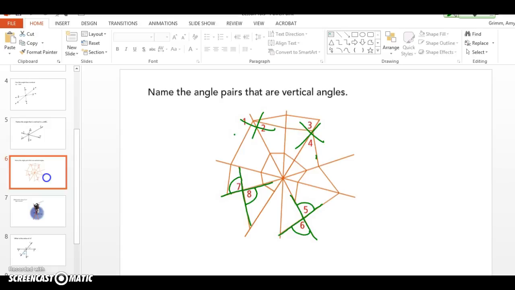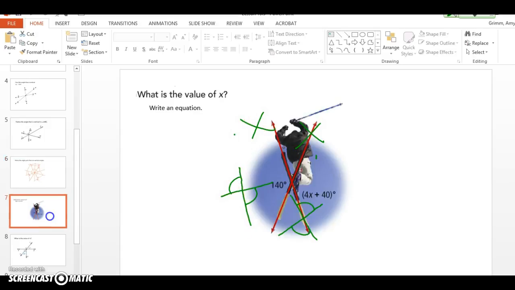Okay, are they across from each other? See how 7 and 8 and 5 and 6 are directly across from each other? 2 and 3 are not across from each other. Okay? All right. So with that, we can set up equations. I know you're completely shocked. We can set up equations for this.